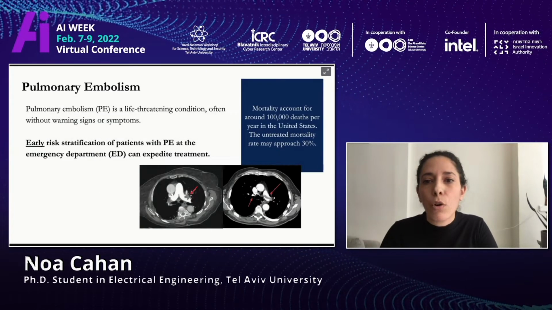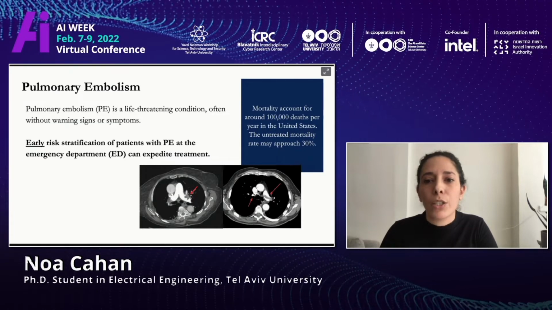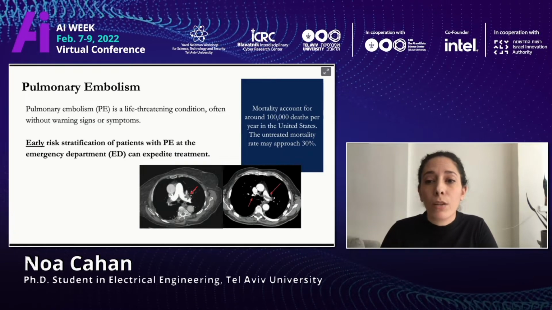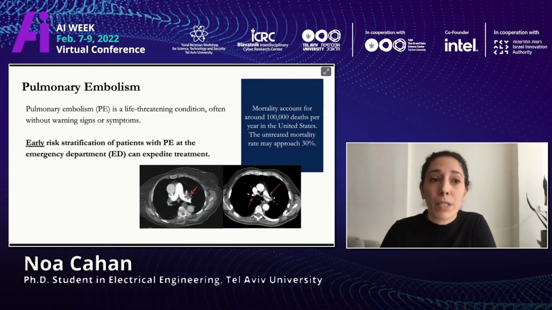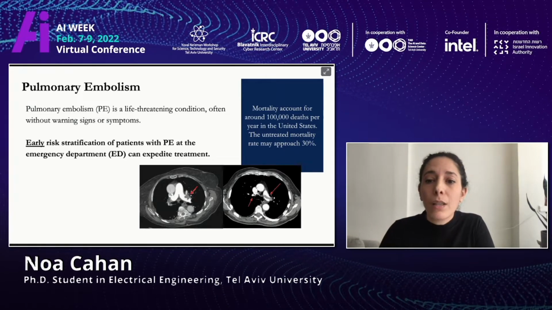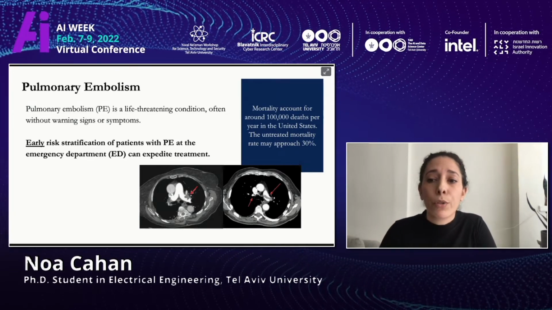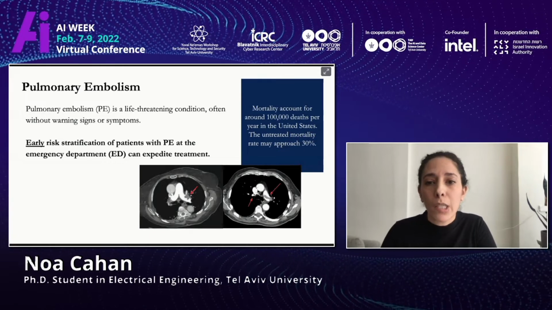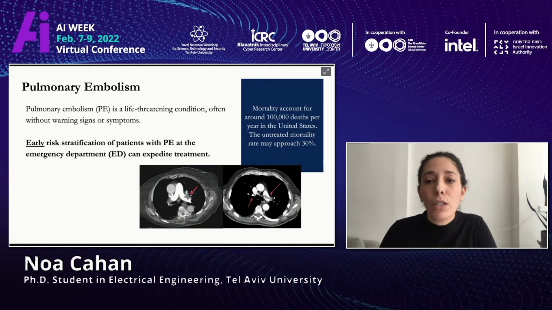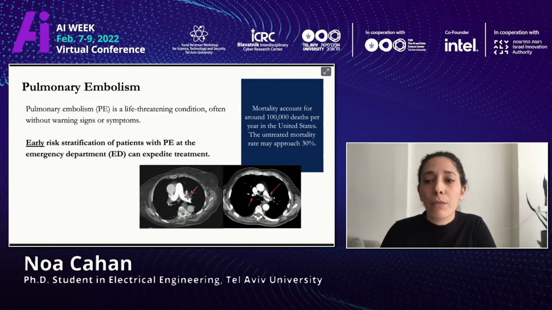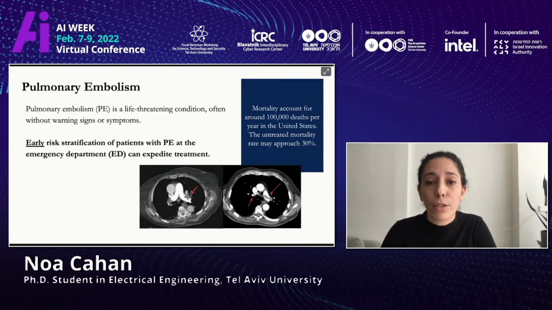Pulmonary embolism, or PE, is a life-threatening condition. It is very hard to diagnose because it usually doesn't have any specific symptoms. The untreated mortality rate may approach 30%, but can drop to around 6% with rapid treatment. So there is a clinical importance to identifying PE and specifically its severity.